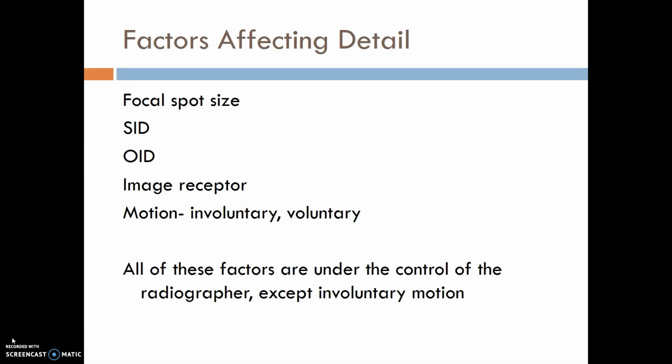There are several factors that affect detail, including focal spot size, SID, OID, the image receptor, and motion, whether it's involuntary or voluntary. All of these factors are under the control of the radiographer, except for involuntary motion.